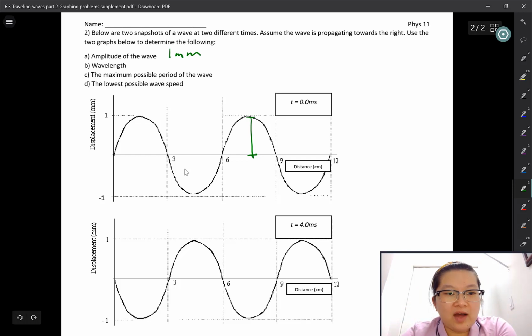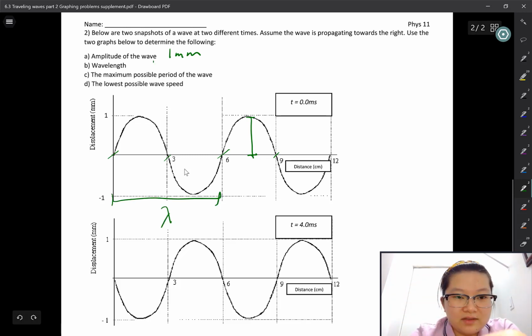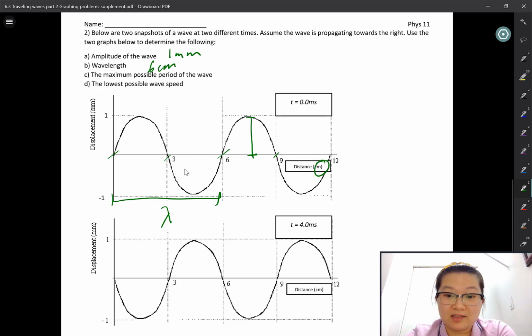Okay, next up we need to find the wavelength. Now luckily we're given the displacement distance graph, so we can find the wavelength. The wavelength would be either here to there. It doesn't matter which graph you use, both are representing the same wave. From there to there, and you can pretty much see right there, this is 6 centimeters. That's a wavelength, okay? 6 centimeters, and don't forget you need to read the units of your axes. Some students I know are going to write meters instead.